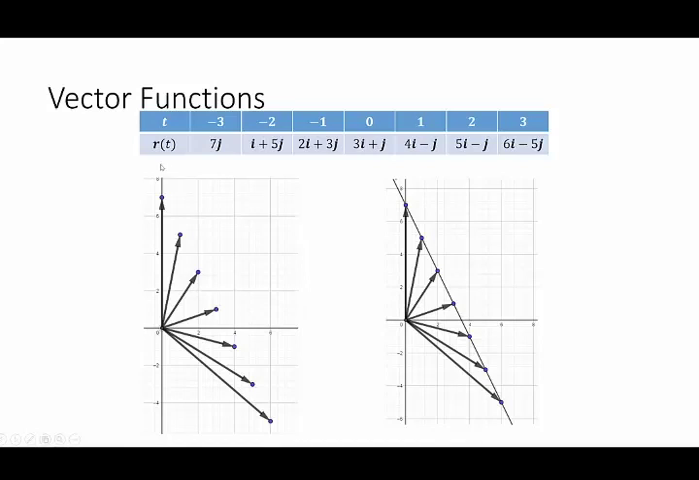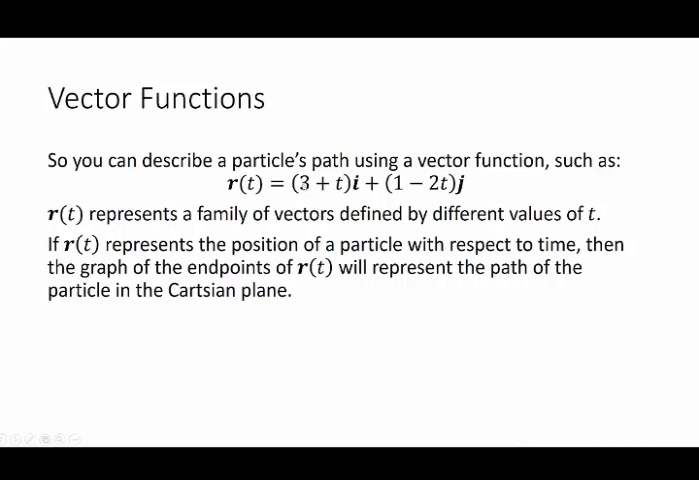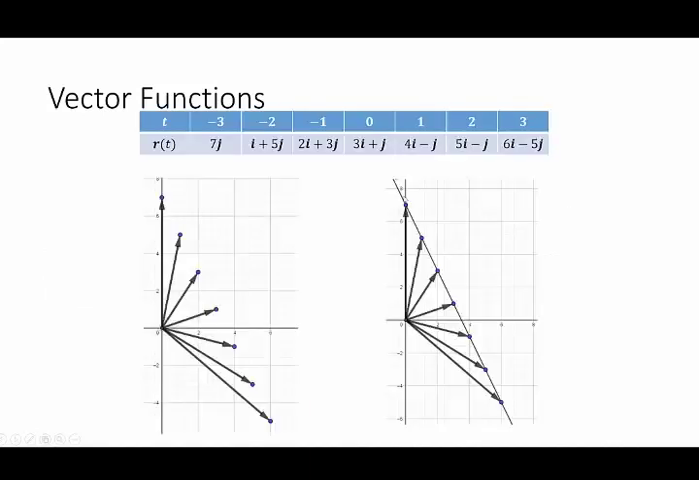So if r of t is, you take 3 plus t, and that's your i component, and you do 1 minus 2t, and that's your j component. That means for different values of t, I can work out how I would write r of t, and it gives me all these different points. So at time -3, I've got it being at 7j, so starting off here. Then it moves to i plus 5j, then to 2i plus 3j, and so on. Each hour it moves to the next point. So in other words, it's moving in a straight line along here.